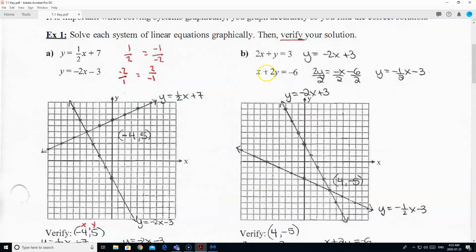Second equation, x plus 2y equals negative 6. So again, minus x here, then divide this by 2. That means you have to divide everything else by 2, which they're doing right here. And then you get the equation y equals negative half x minus 3.